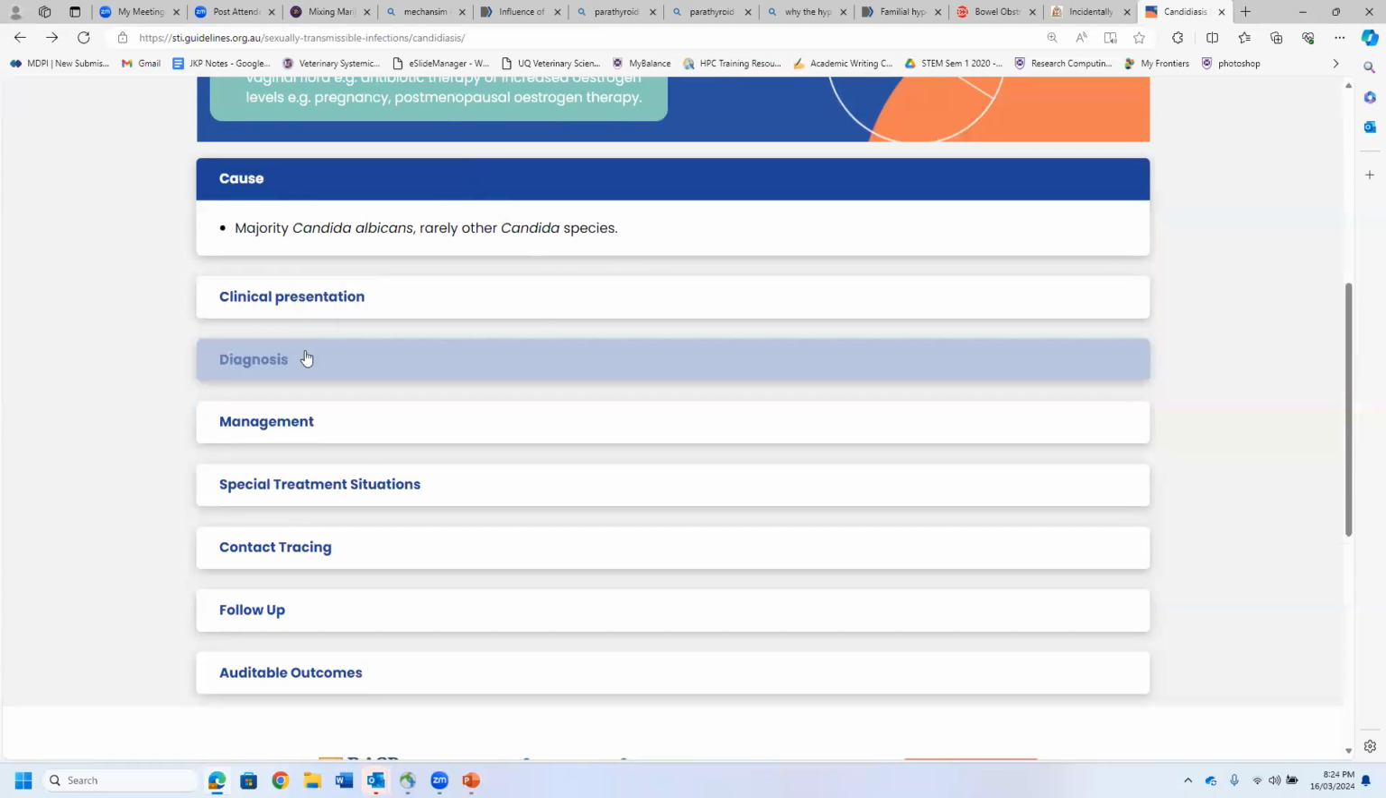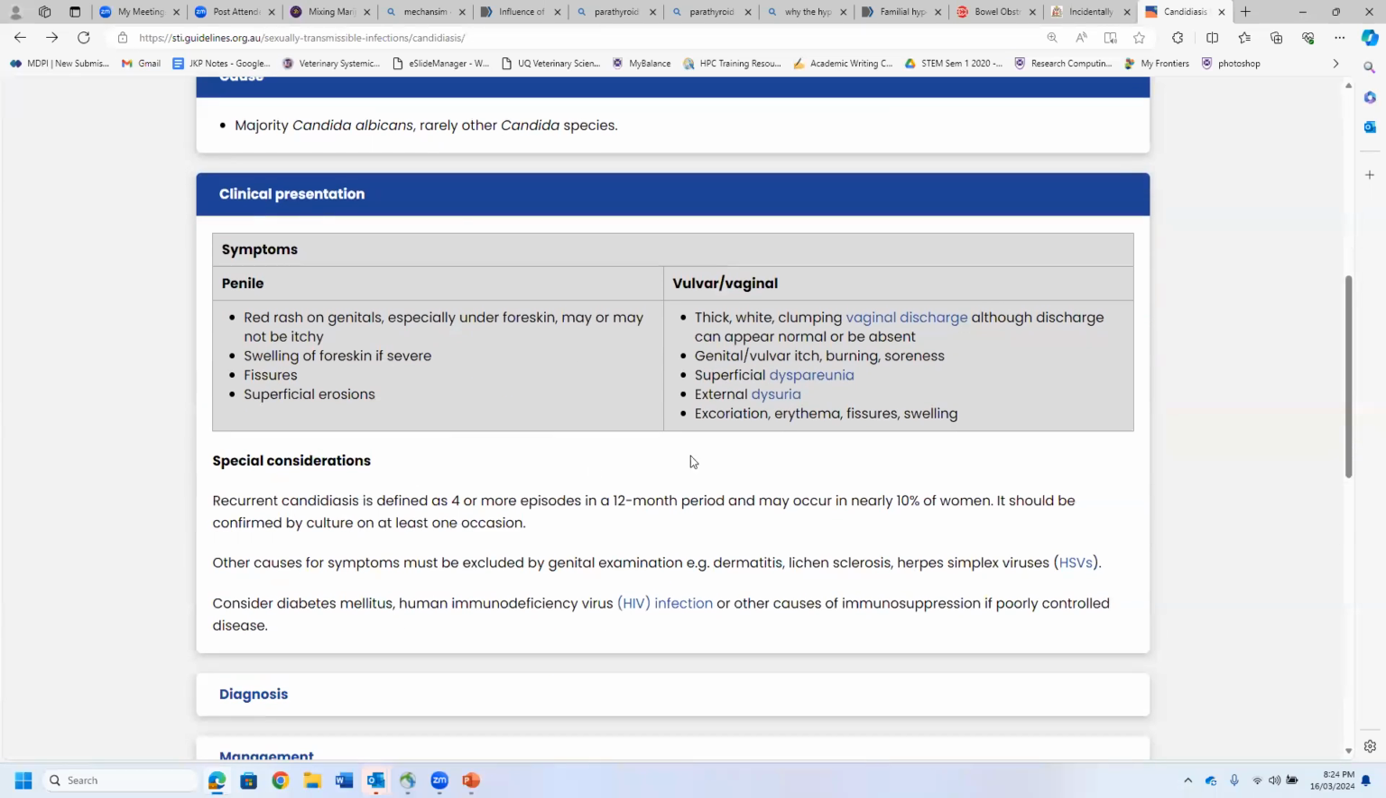So the cause, we know that it's Candida albicans. Male and female both can have them. So in females, there will be a thick, white, clumping vaginal discharge. It is associated with itch, burning, soreness of the genitalia, superficial dyspareunia because of the itching and burning, external dysuria because of the same itching, that can cause fissures, excoriation, erythema, and swelling.